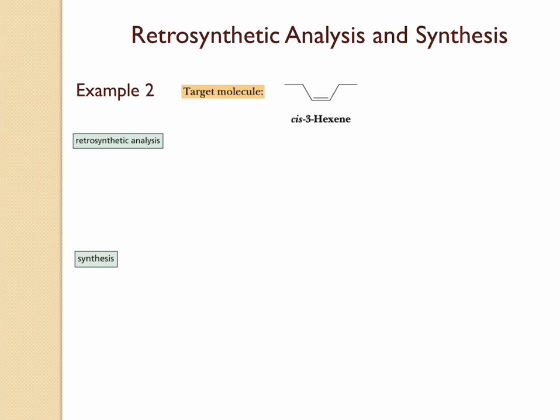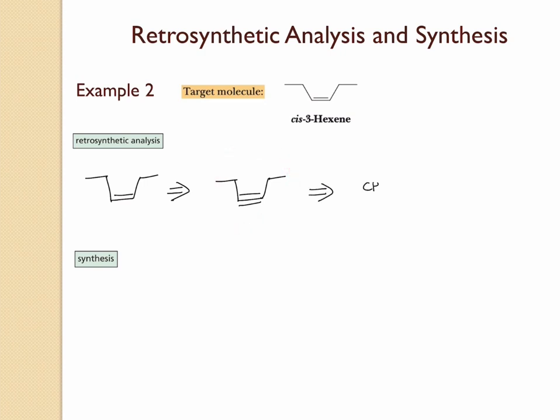Let's do the second example, and here the target molecule is cis-3-hexene. So we have to find the suitable starting material for this. If we have a triple bond here, then we can easily do the catalytic hydrogenation of the alkyne to convert it into an alkene, right? But what would be the synthetic precursor for this?